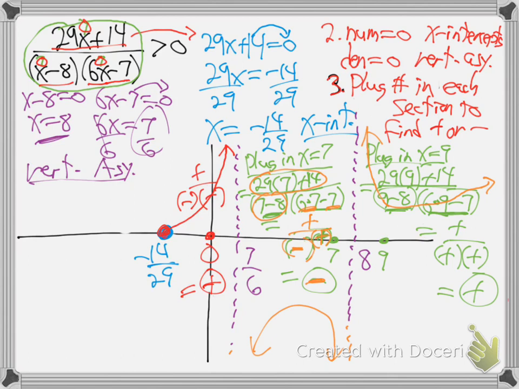I probably should have left that blue. So I checked 0. Maybe I should have stayed with my green color here. I plugged in 0, and it came out positive over 2 negatives, which is positive. So the graph is going positive up in this section. All right, last section, one more.